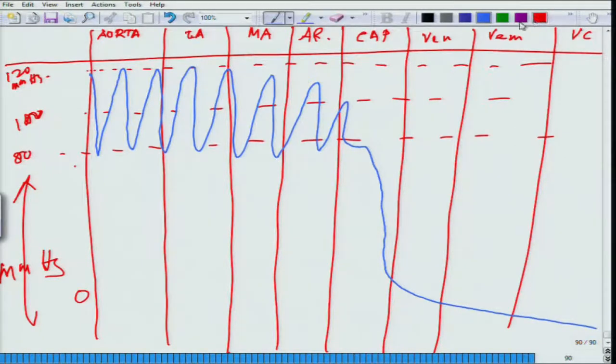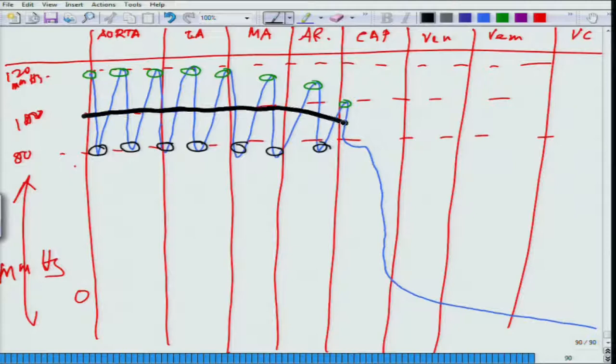So, if I mark them with different colors now. Systolic pressure, systole, systole, systole. Now, the diastole are in black, diastole, diastole, diastole. Now, what I do is draw an average between these two, which is this line. I am drawing the other additional line. Okay, this is the average line that I am drawing.